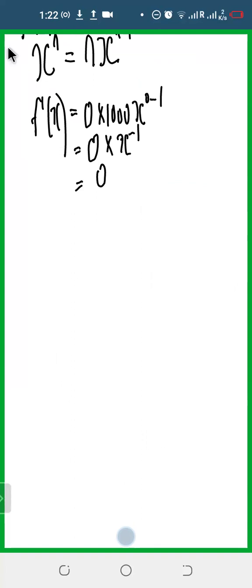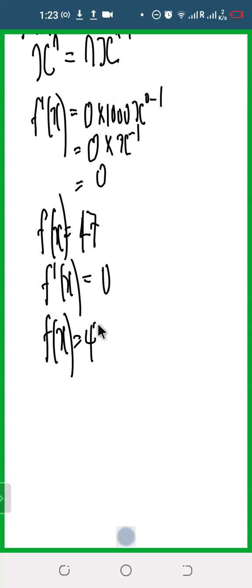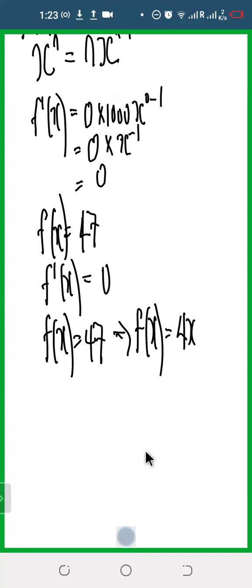Similarly, if we have another function f(x) equal to, let's say, 47, if we differentiate it, by finding the f prime x, what we are going to get is 0. Why? Because our f(x) equals 47 is the same thing as f(x) equal to 47 x raised to power 0.